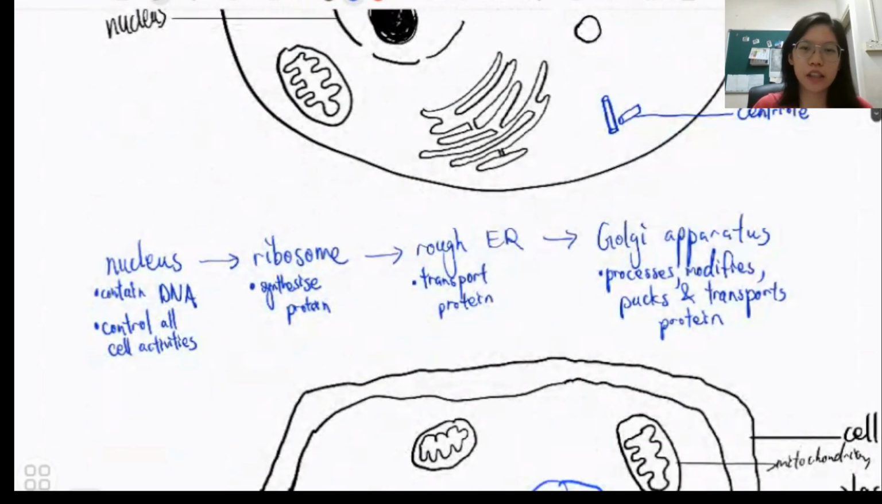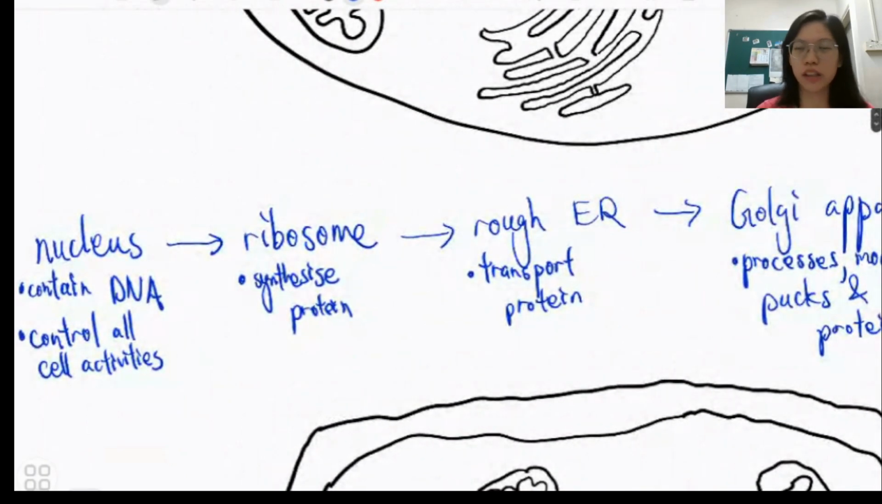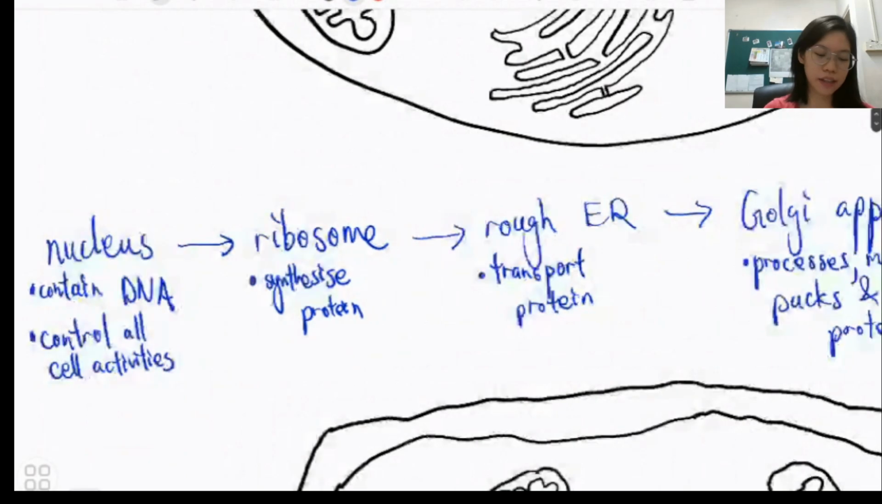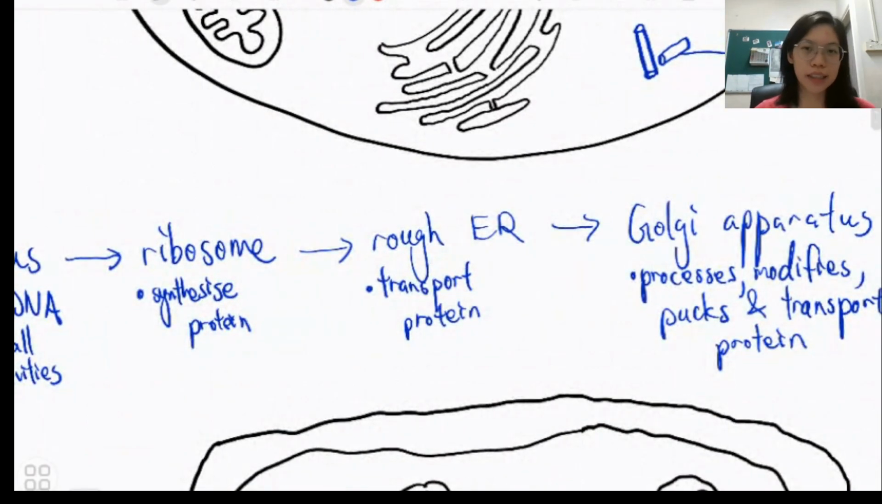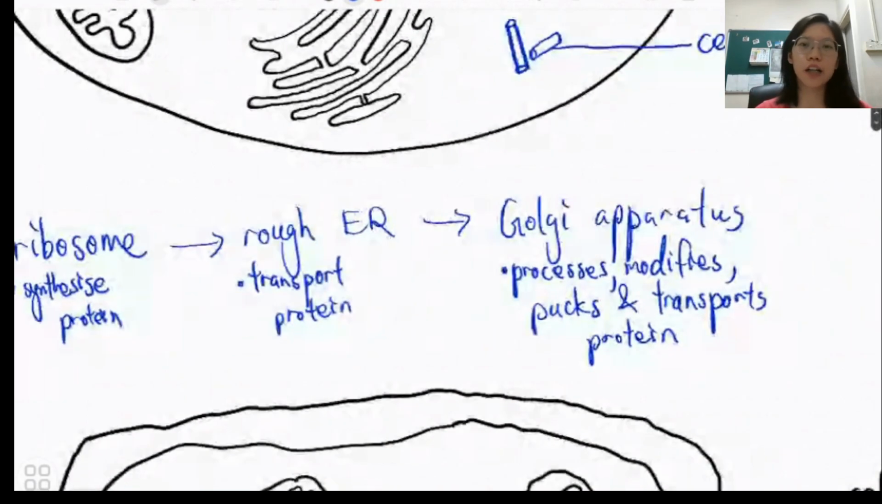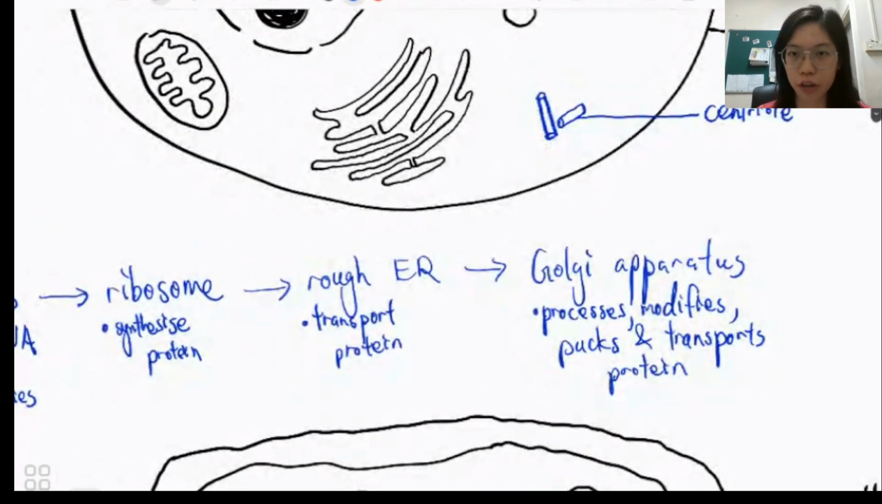Okay, inside the nucleus, it contains DNA. So this is one of the functions of your nucleus, and it also controls all cell activities. This DNA consists of the information needed to be transcribed into mRNA. Then the mRNA will travel to the ribosome for the translation of protein. So that's the reason why nucleus contains this DNA. And then this ribosome will synthesize the protein. After the protein is synthesized, it needs someone to transport the protein, right? So rough ER is the one that transports the protein synthesized by ribosome. So this is the function of rough endoplasmic reticulum.